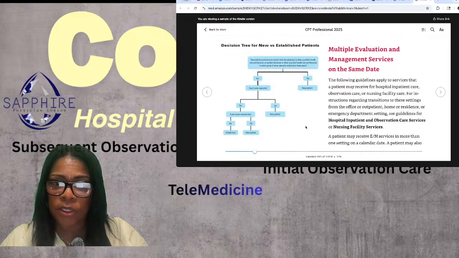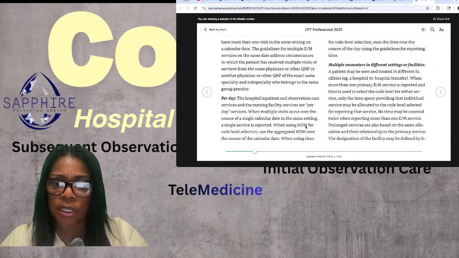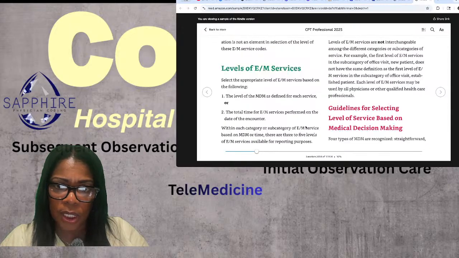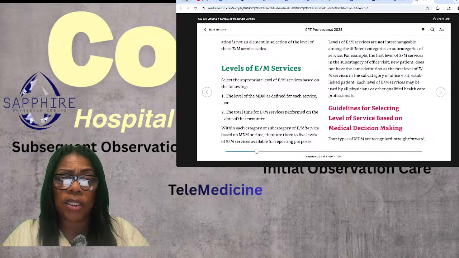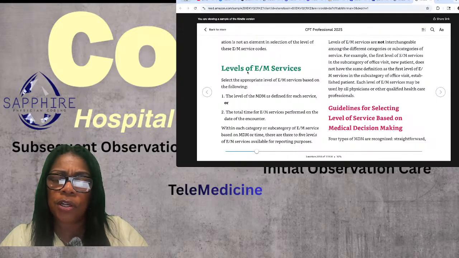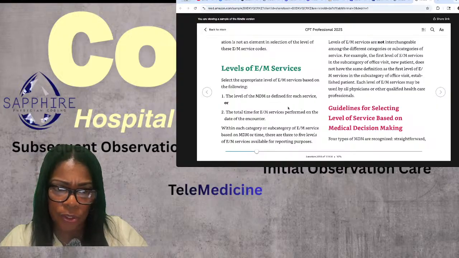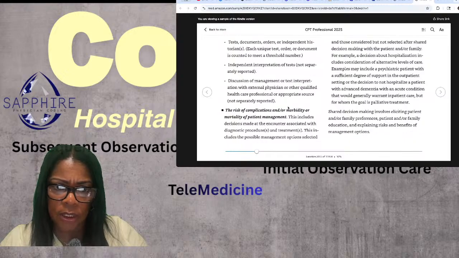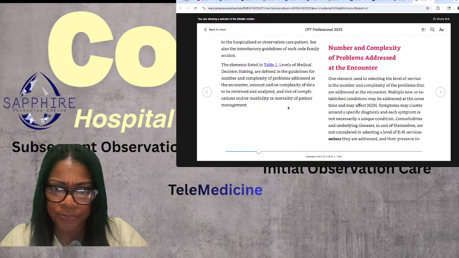Okay, multiple evaluation and evaluation services, observation. Okay, that ain't what I'm looking for. Okay, this might be it right here. Levels of E&M services. Select the appropriate level of E&M service based on the following: the level of the E&M MDM as defined. Why is it not giving you definitions of the MDM before they give you that?